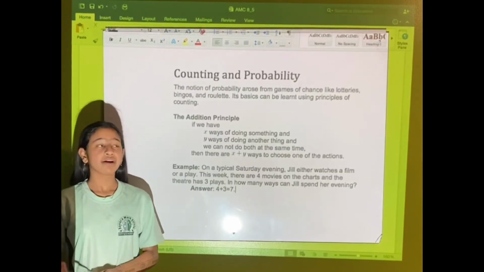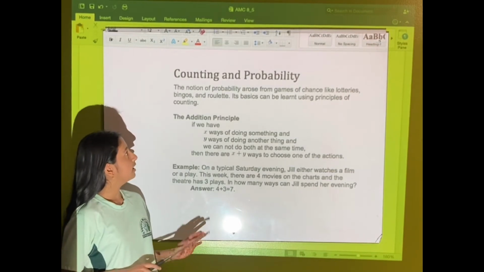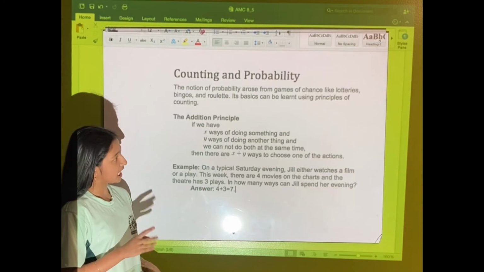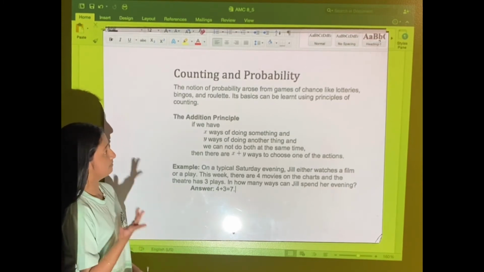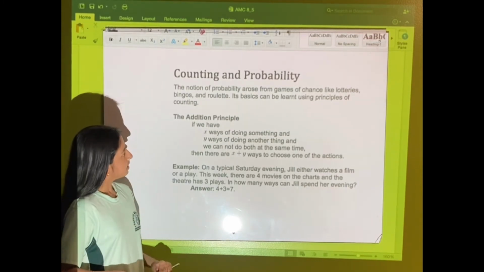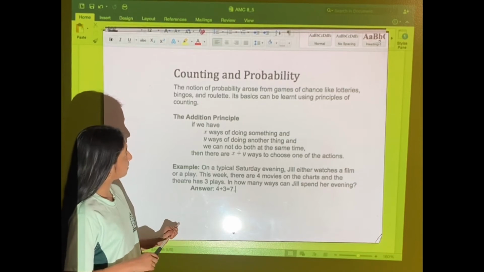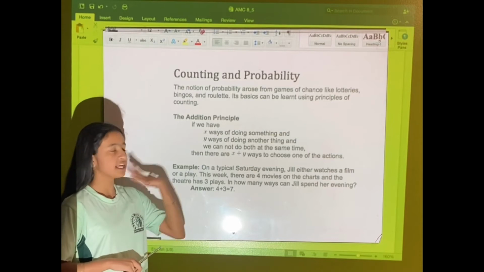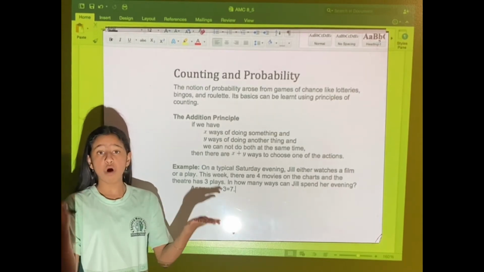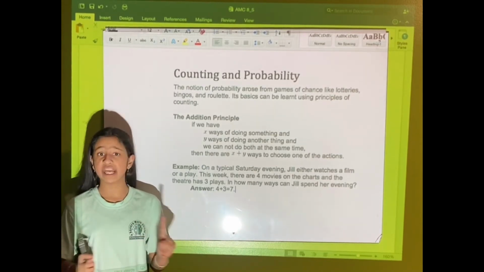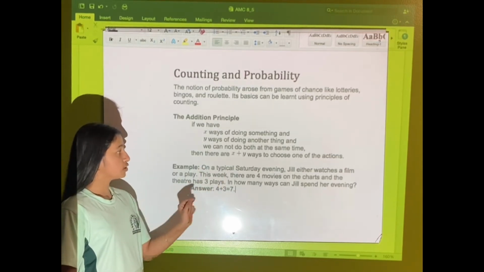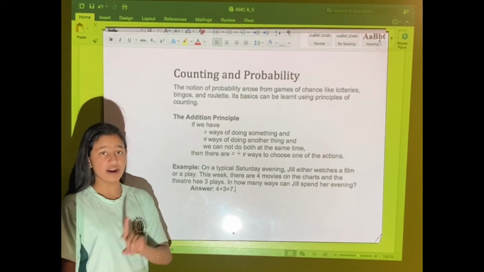So now, counting and probability. The notion of probability arose from games of chance like lotteries, bingos, and roulette. Its basics can be learned using principles of counting. The addition principle. If we have X ways of doing something and Y ways of doing another thing, and we can't do them at the same time, there are X plus Y ways to choose one of those actions.